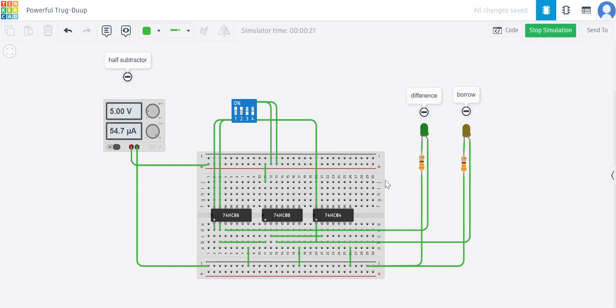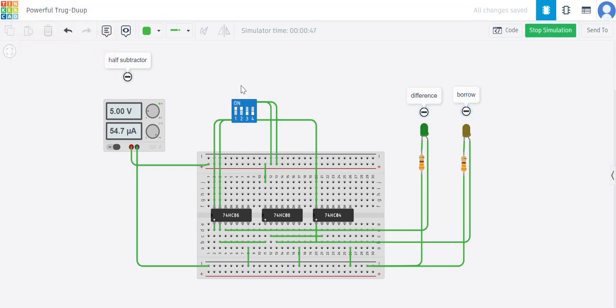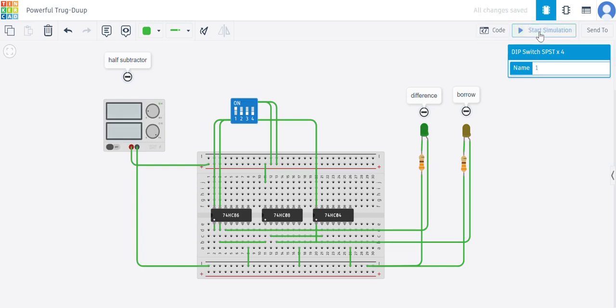Simply we took the breadboard, we took the switch, we took the power supply, 3 ICs, XOR gate, AND gate and NOT gate, hex inverter in Tinkercad, then 2 LEDs, 2 resistors, one was difference and one was borrow. We made it according to the logic diagram, which we derived from the K map, which we derived from the truth table of the half subtractor, and this is what it looks like. So now we can stop the simulation, and finally this is what a half subtractor is.